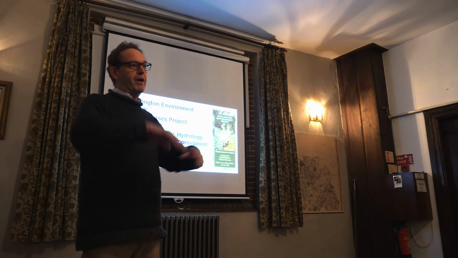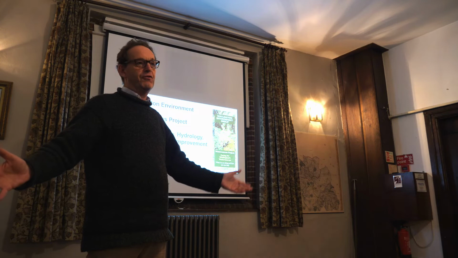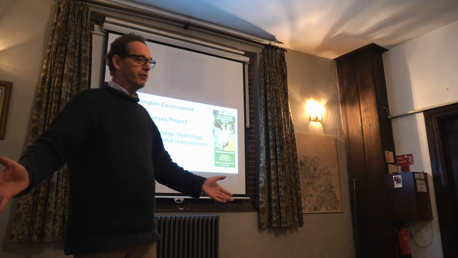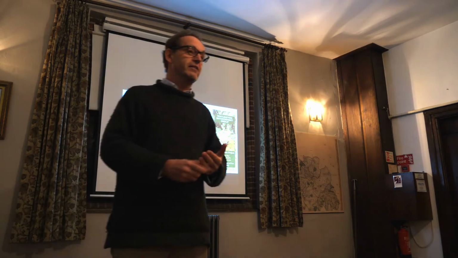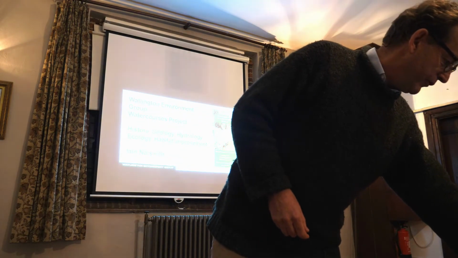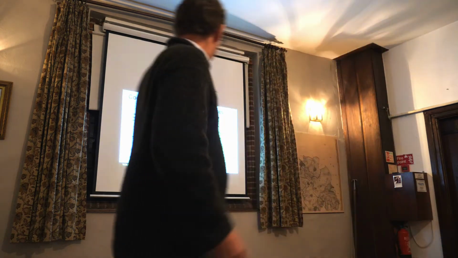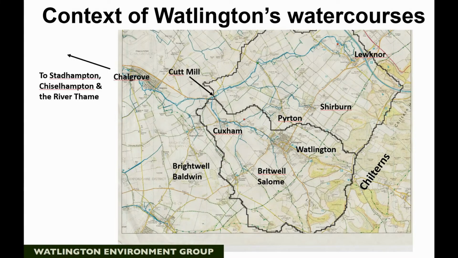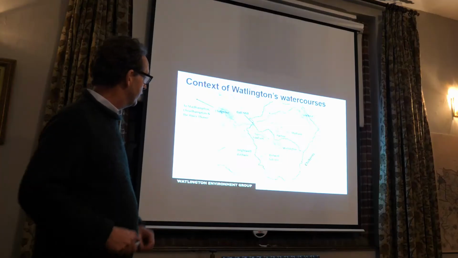The reason is that for about half a mile around us there's a series of natural chalk springs that come to the surface, and they provide the water that guy needed and the reason why this village is here. It's actually also the reason why all the other villages around here are located where they are, below the Chiltern Spring line. So Lewknor, Shirburn, Pyrton, Watlington, Brightwell Salome, Brightwell Baldwin, and Cuxham are all on springs. That's the entire reason why they're there. That's why the population is down here and not up in the Chilterns where it is dry.